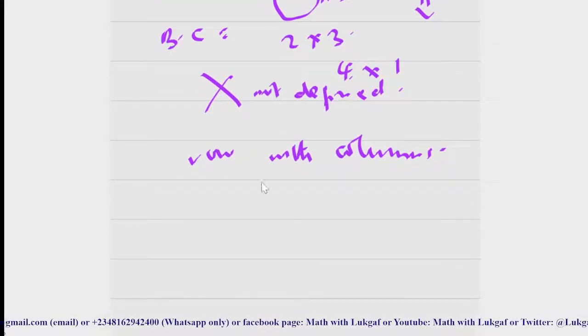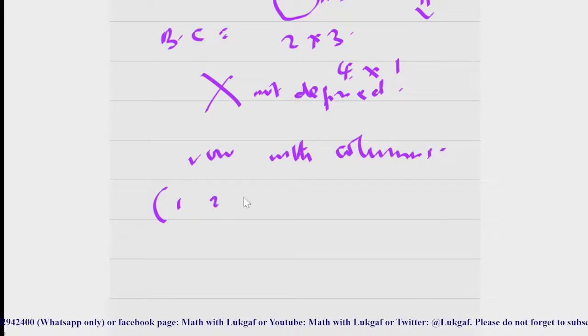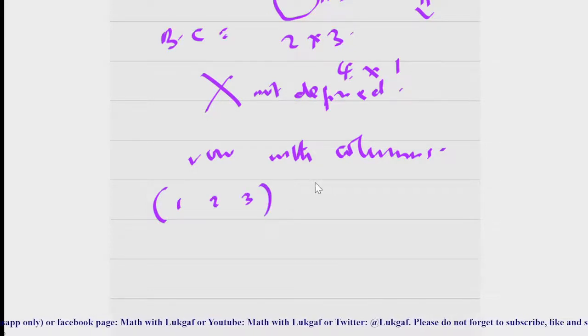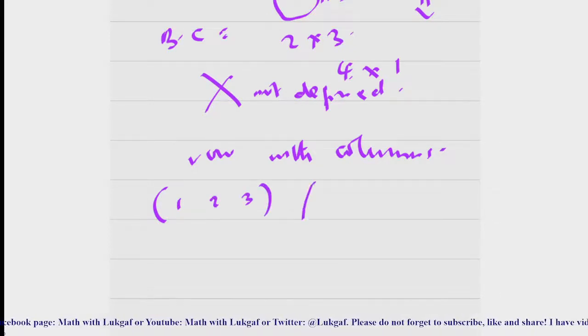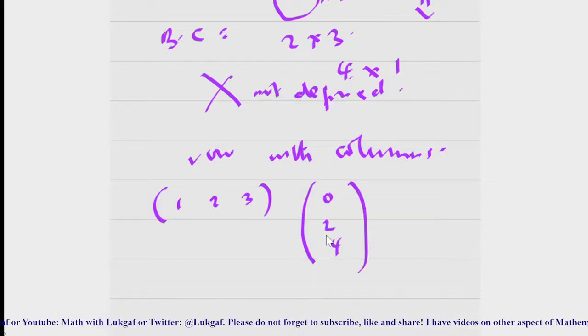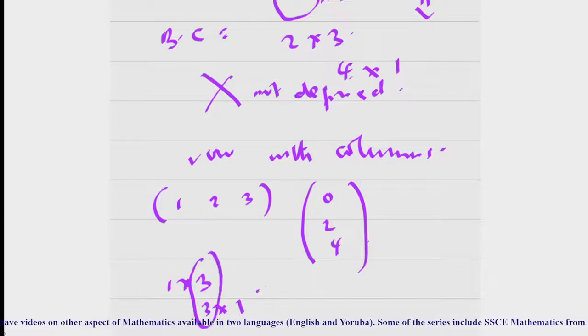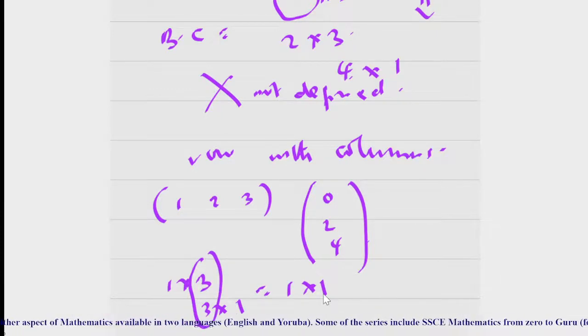Let's say I have this row, maybe a row matrix: 1, 2, 3. Okay, let me just do one first with one row. Then I have another matrix: 0, 2, 4. You know, this is a matrix. Indeed, they are conformable because the order of the first matrix is 1 by 3, and the order of the second matrix is 3 by 1. In essence, they are defined. We are going to have a 1 by 1 matrix as their product.